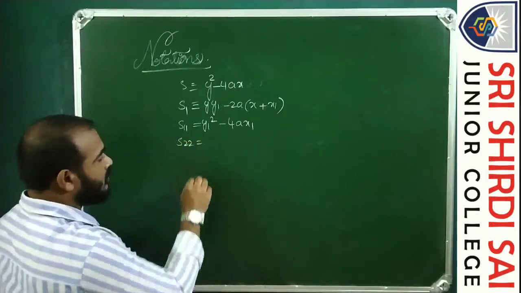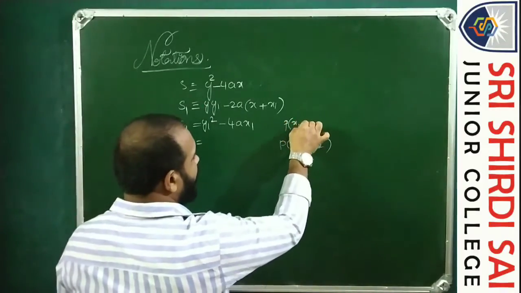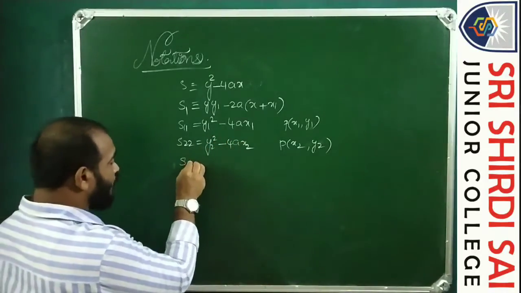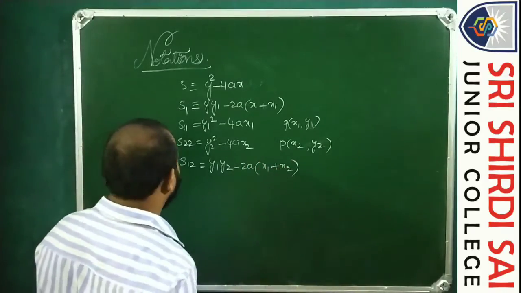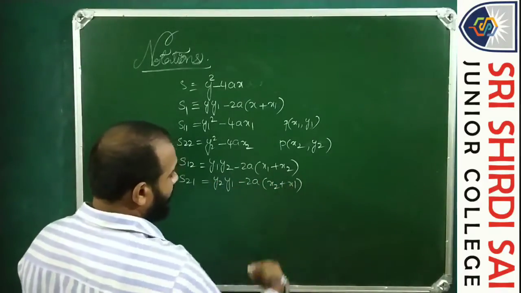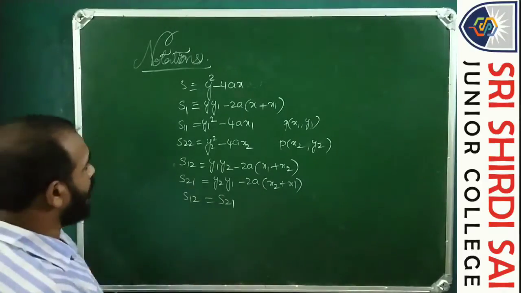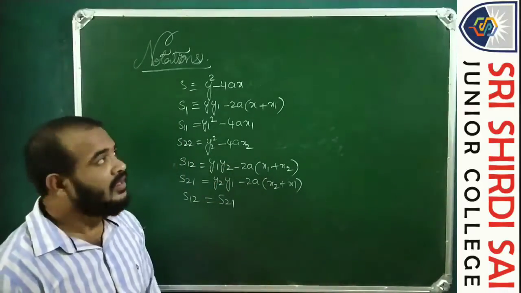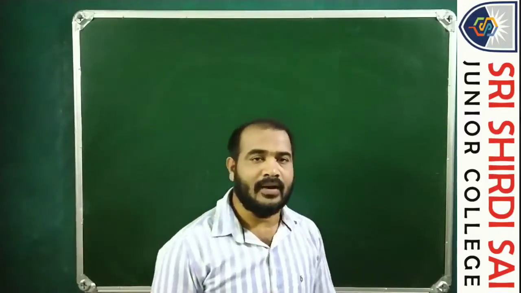Similarly, what is S22? Substituting the point (x2, y2) in the given parabola, this is obviously y2 square minus 4a x2. And what is S12? It is y1 y2 minus 2a into (x1 plus x2). If you see S21, this is y2 y1 minus 2a into (x2 plus x1). If you observe, S12 equals S21. And so these are the various notations of this parabola. These notations we have also discussed in the chapter circles. Now let us discuss the position of a point in a plane with respect to a parabola.